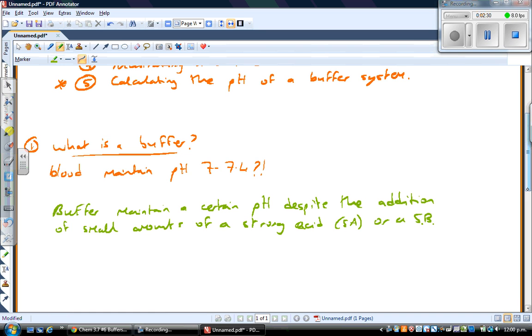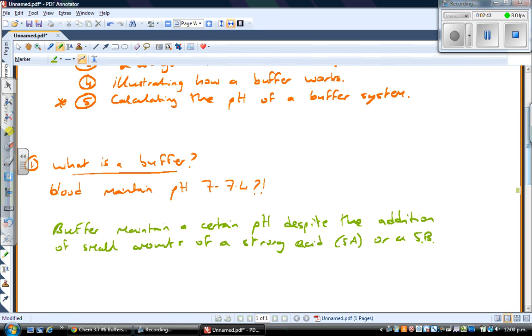So in the blood there must be some molecule or buffer system which can maintain this pH of 7 to 7.4, and we'll come back to that when we talk about the illustrating. So we'll do this in section 4, illustrating how a buffer system works. But by definition, a buffer maintains a certain pH despite the addition of small amounts of a strong acid or a strong base.